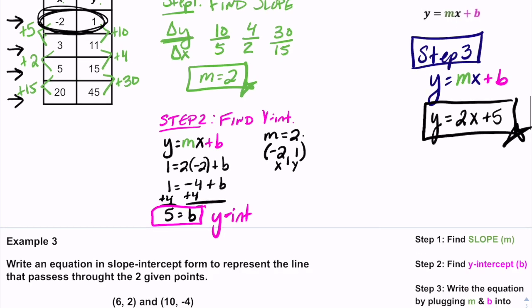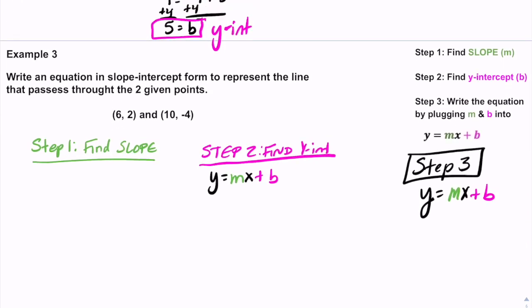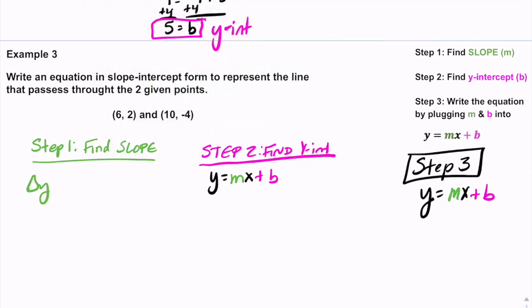Okay, example 3. What happens when we have 2 points? We need to find the slope. And if we're finding slope, remember we're thinking delta y over delta x. Now last semester, several of you guys found that it was easier to organize your work or your thinking if you wrote the points on top of each other. So remember, we're looking at x and y. This makes it really just like the table problem that we just did.